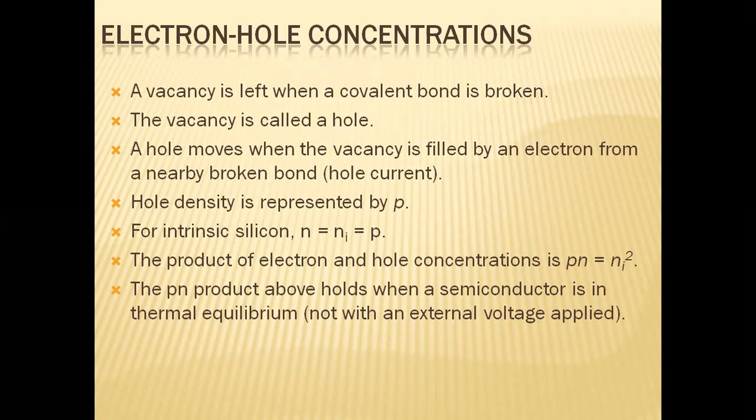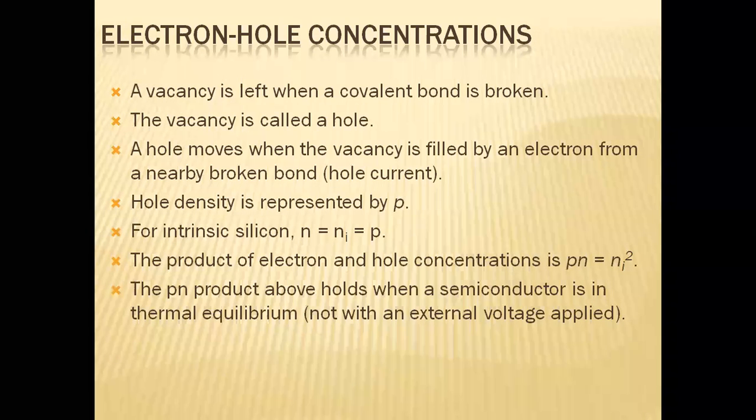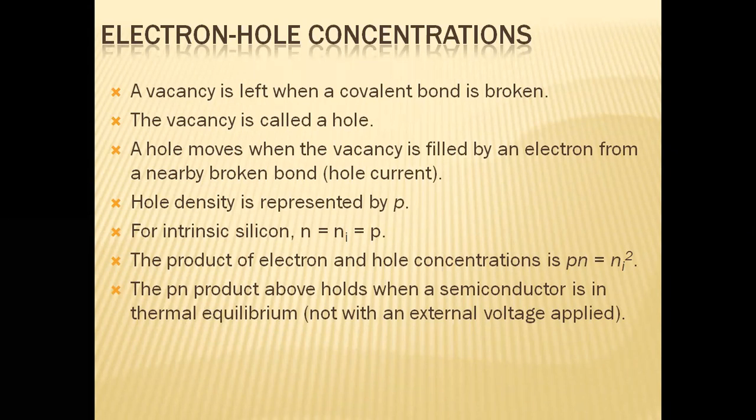For intrinsic silicon, N is equal to Ni, and the hole density P is also equal to Ni. The product of electron and hole concentrations, P into N, is equal to Ni square. Because N is equal to Ni and P is equal to Ni, Ni into Ni is equal to Ni square. Hence, the PN product holds for the semiconductor as a constant.